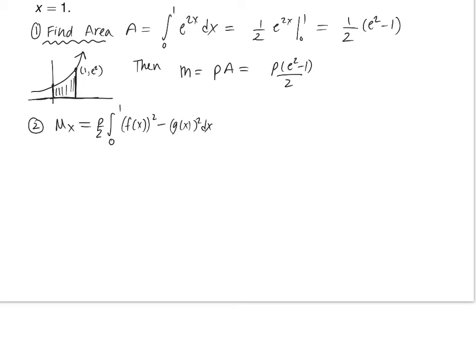Now, in this case, what's your f of x curve? Who's your upper curve? E to the 2x. Who's your lower curve? Y equals 0. Technically it's a curve, it's just not very curvy. Does that make sense? So that's rho over 2, integral 0 to 1, (e to the 2x) squared dx. I'm going to keep saying rho, but it looks like a p, okay? So rho over 2, integral 0 to 1, e to the 4x dx.